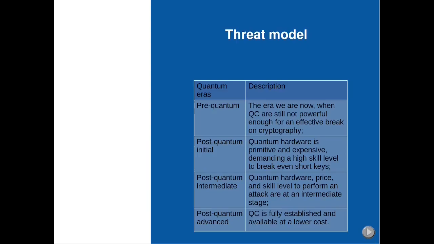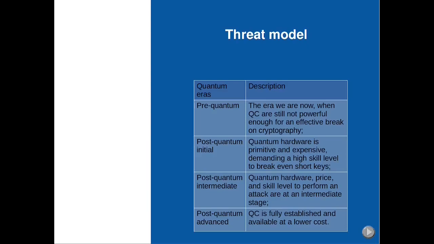It starts with the post-quantum initial era, where the quantum hardware is still primitive and still expensive, demanding a high skill level to break even short keys. And the coherence times are very short, the gate times are very long, and all the problems associated.